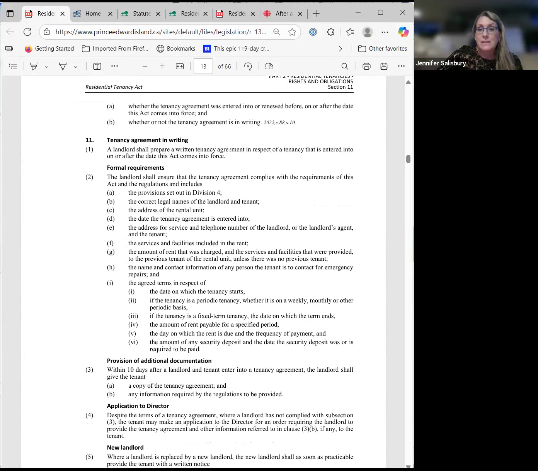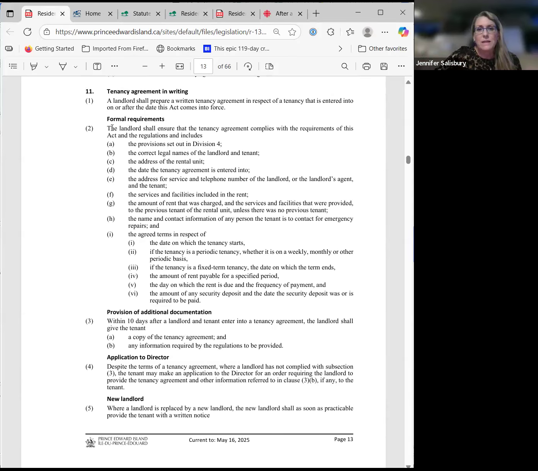Landlord shall prepare a written tenancy agreement with respect to tenancy. So you've got to have it in writing. This is interesting because there's some places that say it's okay to have an oral agreement, basically a handshake agreement, but that never works out because it always ends up being a he said, she said, and nobody's got anything written down. Or it's a barrage of texts, right? So just better to have it in writing, which is the best.